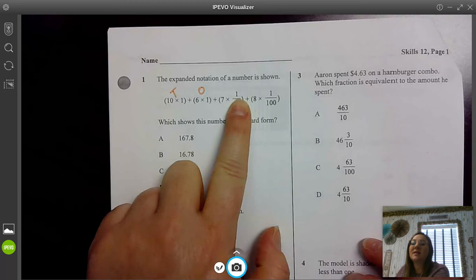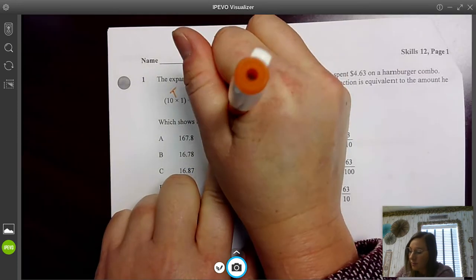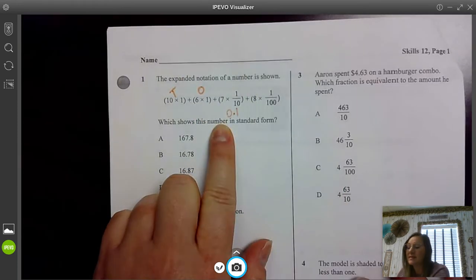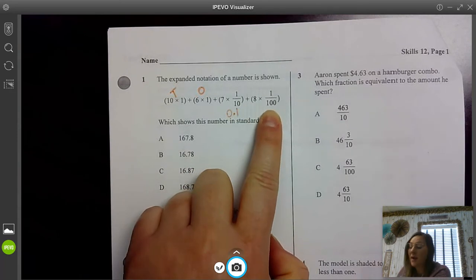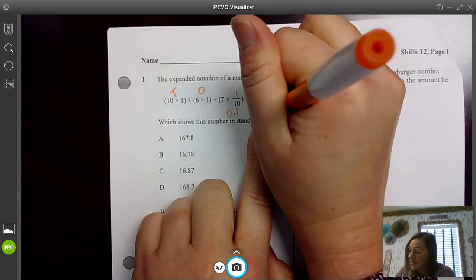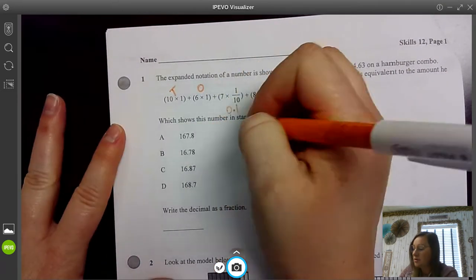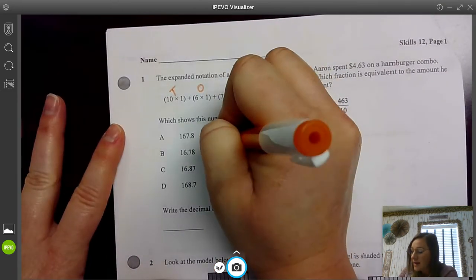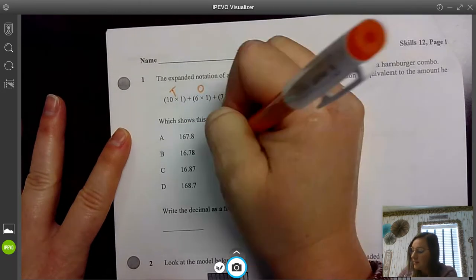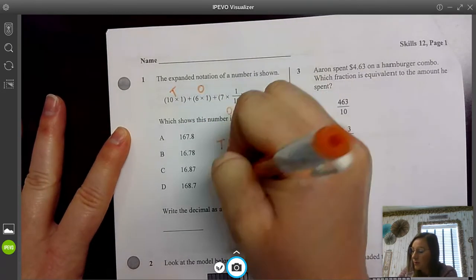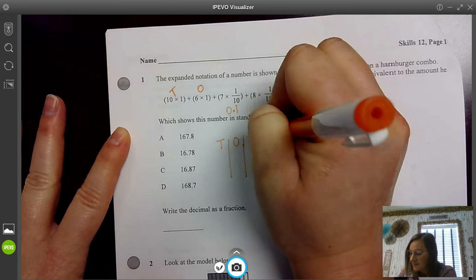Now 7 groups of 1/10. This would represent my tenths. So 0.1, that's my tenths. And 8 groups of 1/100th. Well, that'd be my hundredths place. So 0.01. So when you do your place value chart, I like to say, here's my ones and my tens, my decimal point. Now go backwards, my tenths and my hundredths.